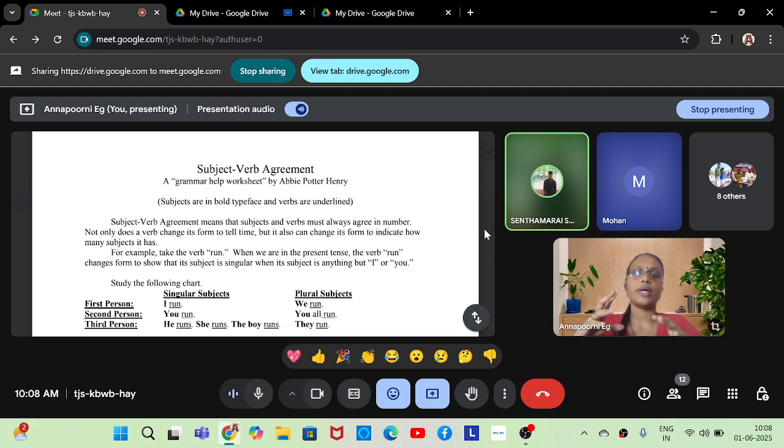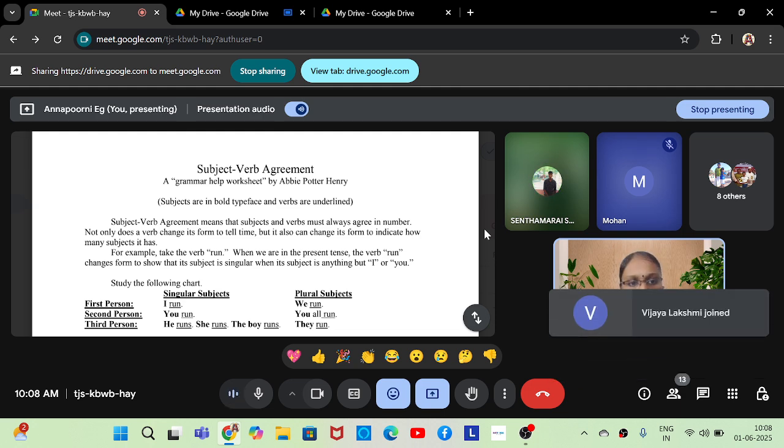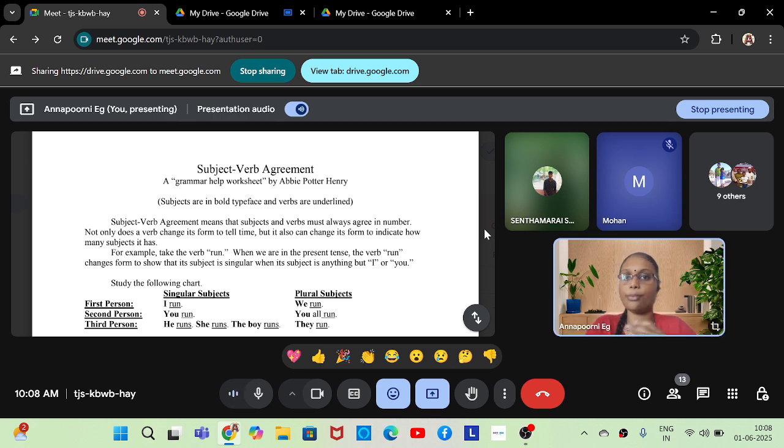Okay. So likewise, we know that subjects can come either in singular form or plural form. Based on that, the verb will also change its form either to singular form or plural form, depending on the subject. If the subject is singular, you should use only singular verb. If the subject is plural, then you should use only plural verb. Alright, so now let's see. Subject-verb agreement means that subjects and verbs must always agree in number. Number means the singular and plural தான் mean பண்றாங்க.